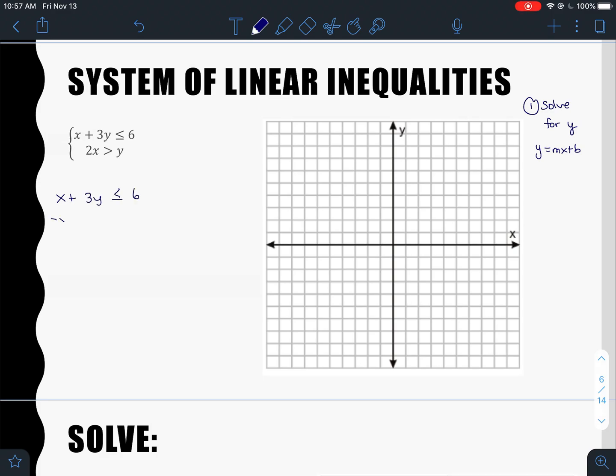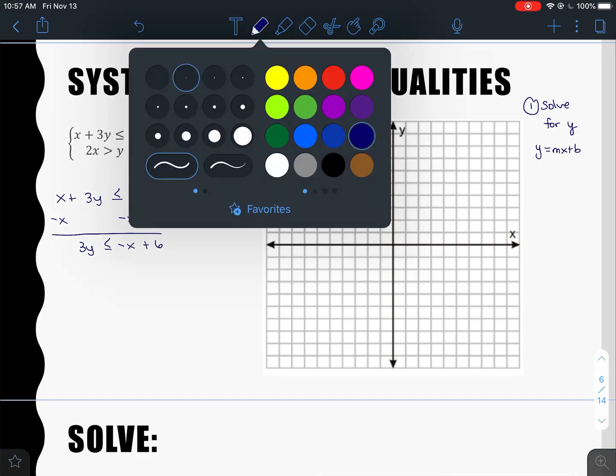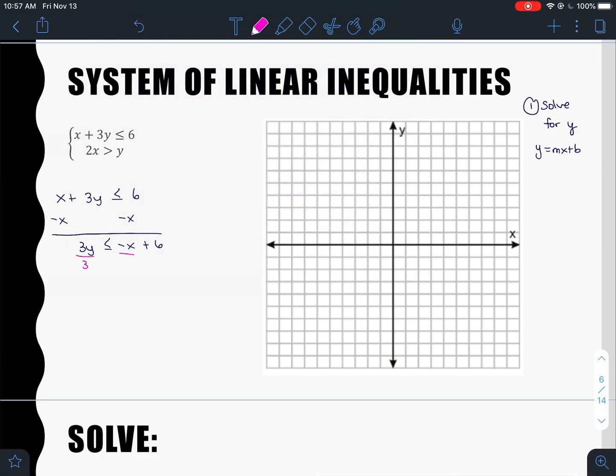So we're going to get the y by itself, so we're going to subtract x from both sides. And we have 3y is less than or equal to negative x plus 6. And then we divide every term by the 3, so y is alone. So we have y is less than or equal to negative 1 over 3x plus 2. That's like a negative 1 over 3x. So for this one, we're going to start at 2 because that's our y-intercept, and then we'll go down 1 and then to the right 3.